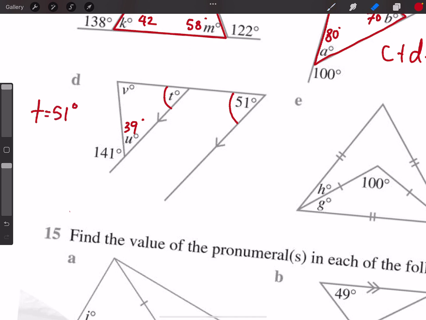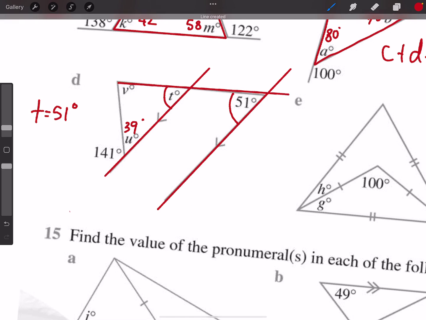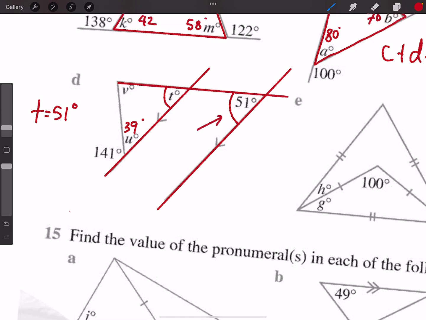Why is it 51? Because these two lines are parallel, and you have a transversal line that goes through here. Acute angle and acute angle. They're both acute angles, so therefore they must be the same. Okay, these are called corresponding angles, by the way. So therefore they're the same. Now we have this one to be 51. Can you find out what V is by yourself? I'll leave that to you.